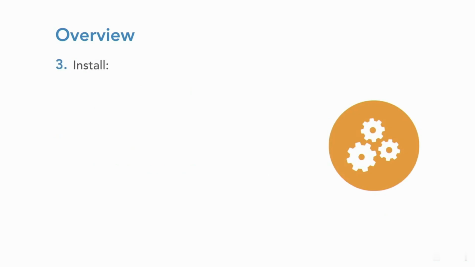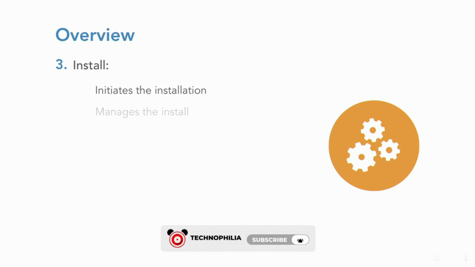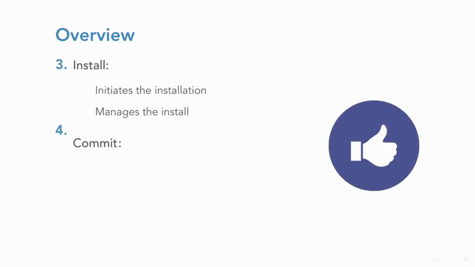The third step is the installation. Windows Update initiates the installation and manages the package install. The final step is commit. This is where Windows Update initiates a device restart if necessary, and then completes the update installation. When troubleshooting, we should concentrate on the first steps, as these rely on internet connectivity, so any issues are more likely to happen here.